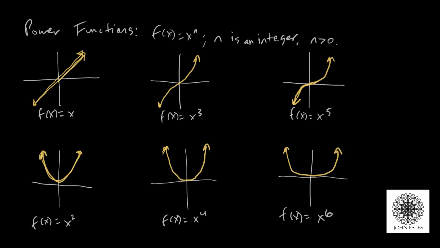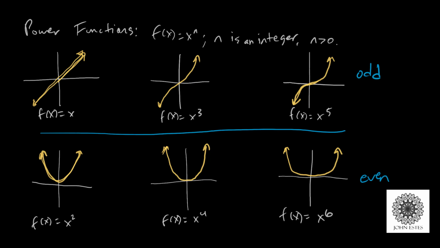I'm starting with f of x equals x, x being the first power here, all the way up through to f of x equals x to the sixth. And really, I think that's enough to establish the pattern that we're looking for here. Because if you notice, on the top three, I have odd powers, and the bottom three, I have even powers. Okay, and so what do you notice?